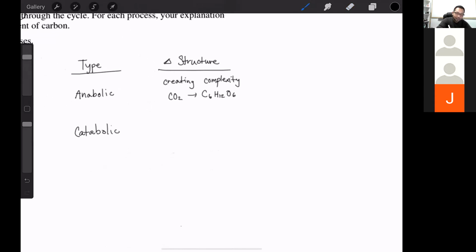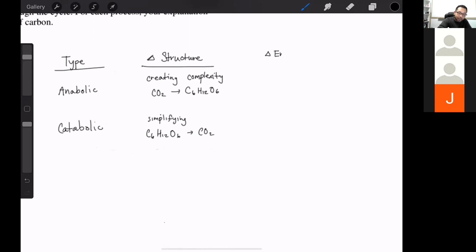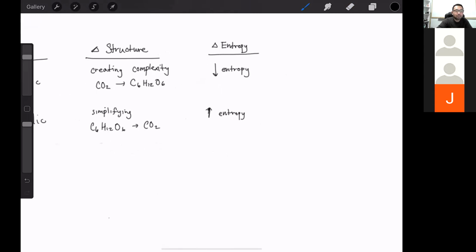Then what that means is that for catabolic reactions, what we're doing is we're simplifying the actual substrates, in this case from C6H12O6 back down to CO2. Now, I'm not actually adding water here, but you guys get the idea, nor oxygen. All right. So how does this actually affect the change in entropy? Entropy is a measure of randomness within a system. So when you're creating complexity, you're reducing that randomness. So you have a decrease in entropy with anabolic reactions. And in catabolic reactions, you're increasing entropy because you're increasing that randomness. You have more CO2 molecules, so it's more randomized in that system. So that's what we're looking at in terms of the delta entropy.